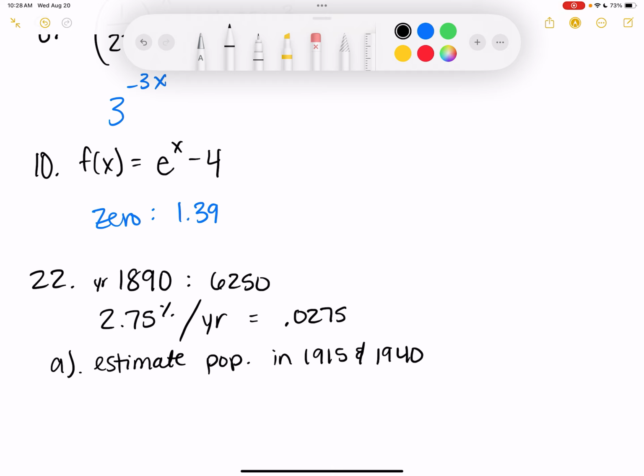I think we did a couple like this maybe last year briefly, but basically the first year that they give you information about is going to be your initial year. So we're going to call this year 0. Then we're looking at how many years past 1890 are 1915 and 1940. So this would be year 25 and this would be year 50.